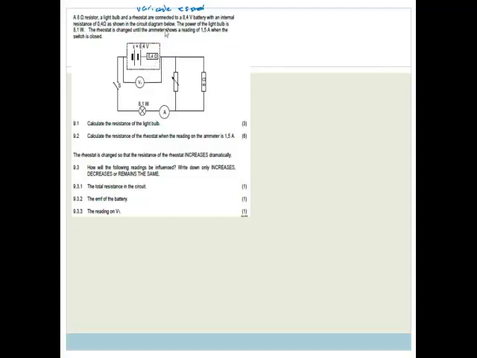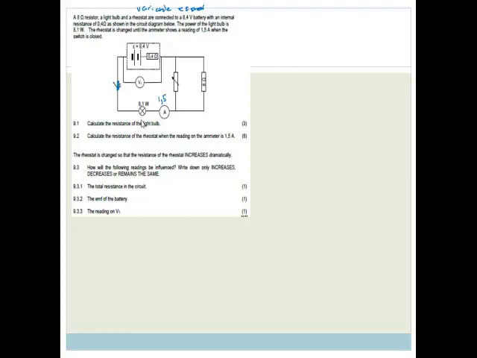Shown in the diagram, the power of the light bulb is 8.1 watts. The rheostat is changed until the ammeter shows a reading of 1.5 amps when the switch is closed. So we mess with this until we get a current of 1.5. Now it says calculate the resistance of the light bulb.